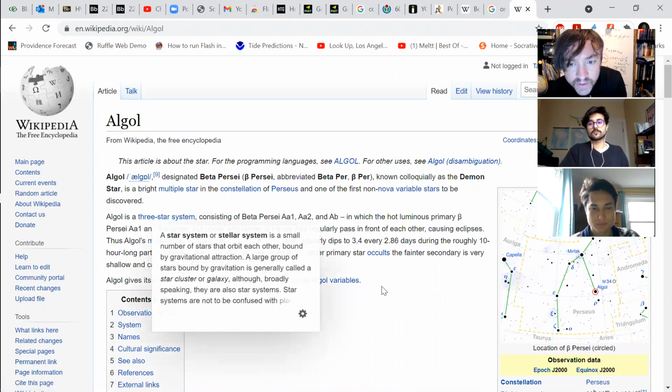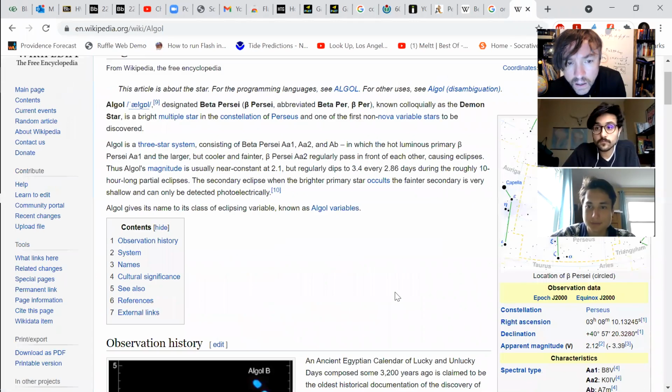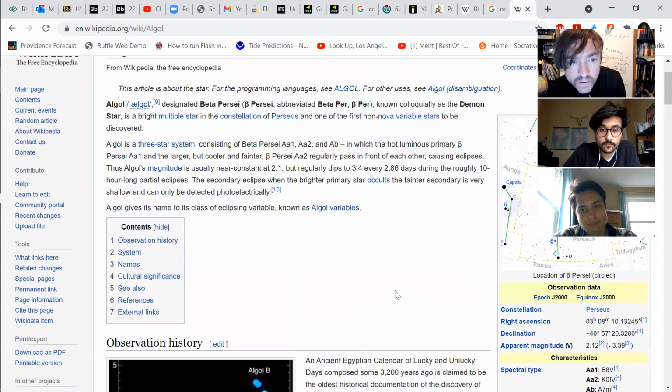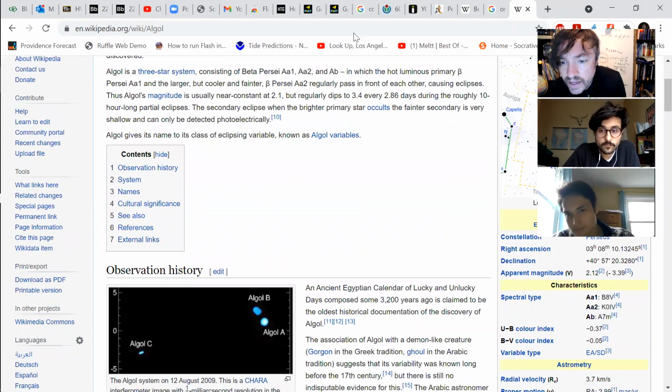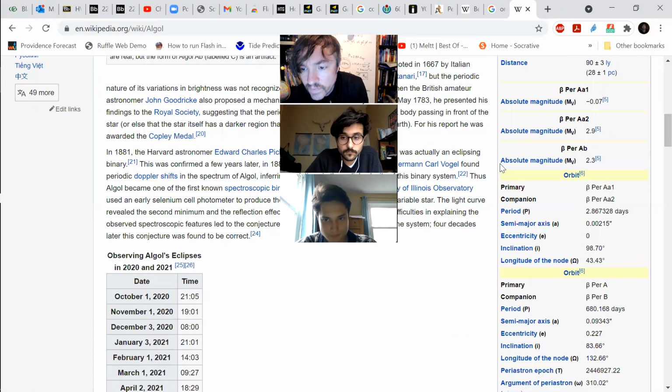Oh, wow, it's actually a 3-star system. Oh, trinary. I wanted to see what the spectral type and radii of these guys were, if it would tell us.